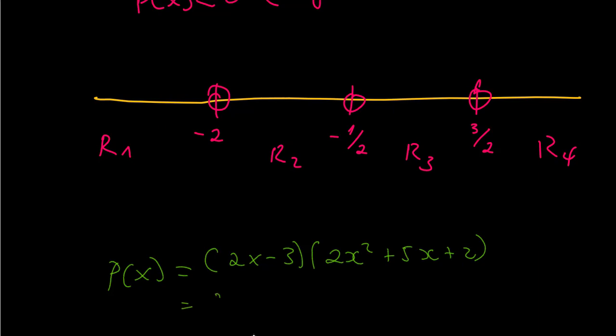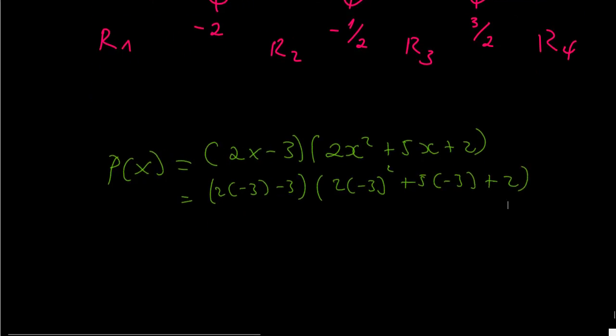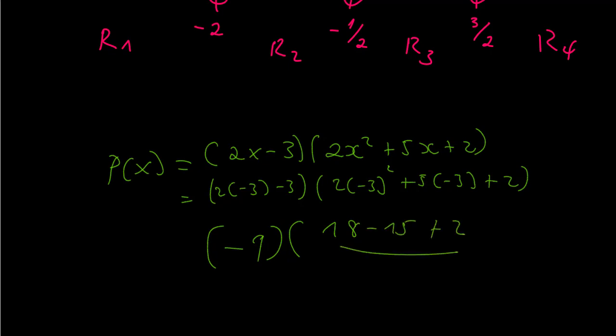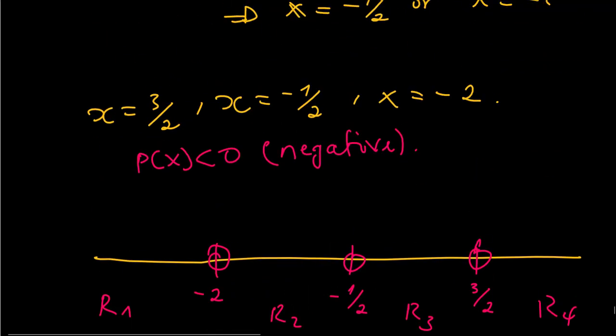So what we get is 2 times -3 minus 3. We are interested in the sign at the end, times 2 times -3 squared plus 5 times -3 plus 2. So let's get the sign. Now 2 times -3 is -6 minus 3 gives -9. So we have something negative. And here -3 squared is positive 9 times 2, that's 18 minus 15 plus 2. So this will give us something positive. Something positive times something negative is something negative. So it means region 1 is negative.